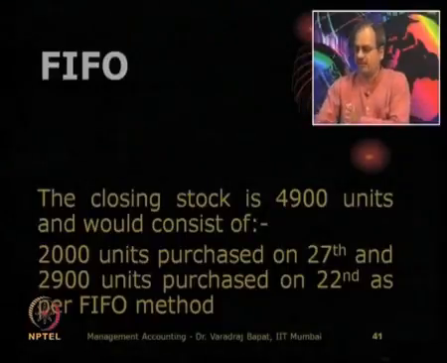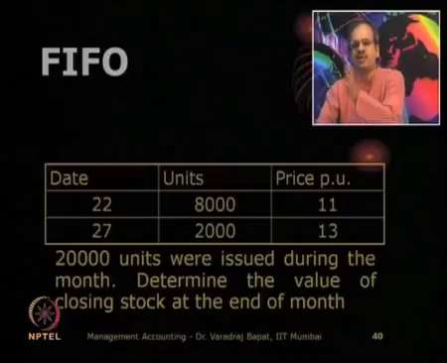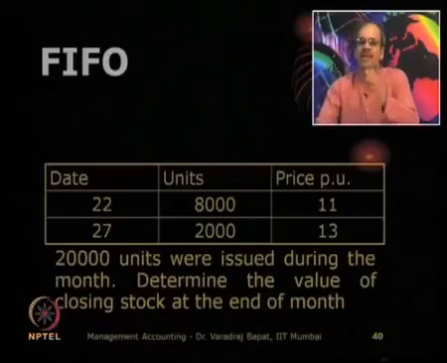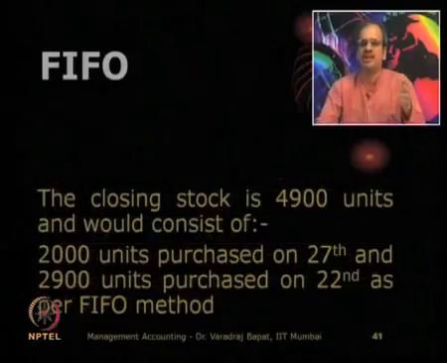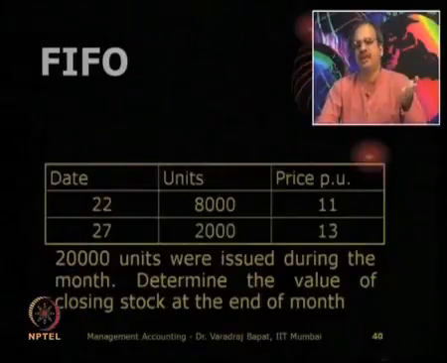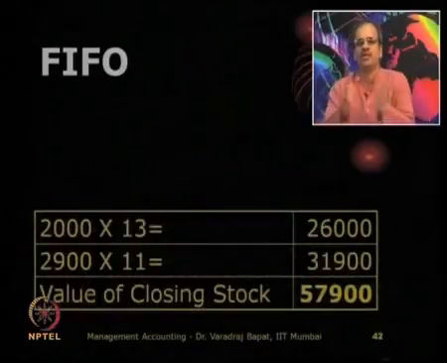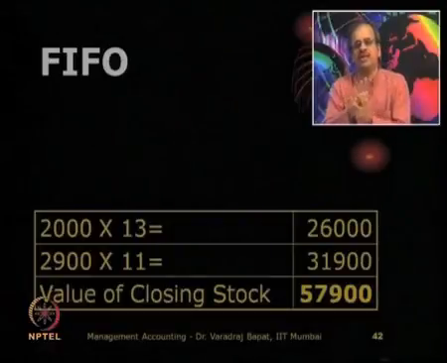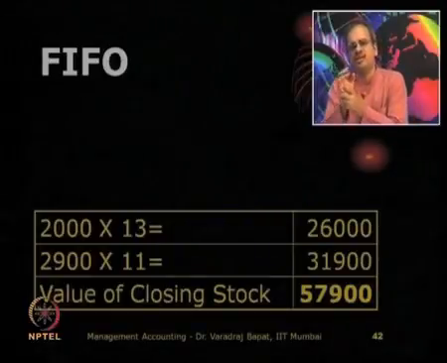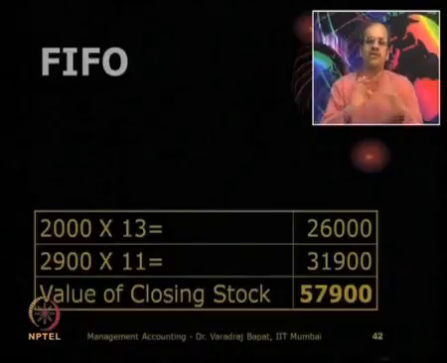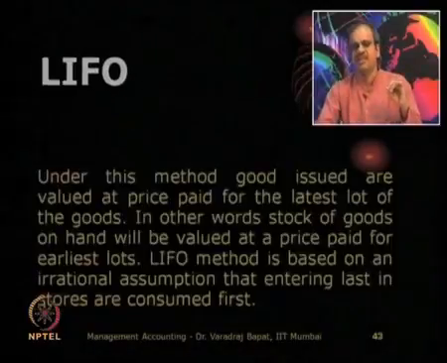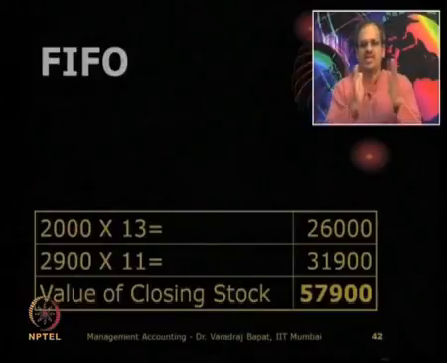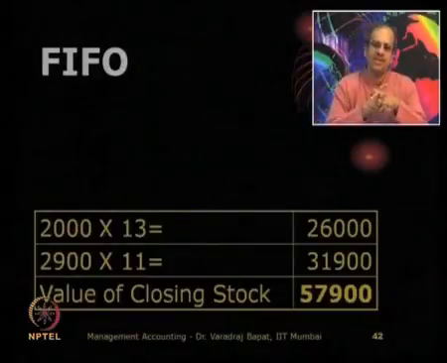First the last item, that is 2,000 units at rupees 13, and then the remaining, that is 2,900 units at rupees 11. So the valuation you can see here: 2,000 into 13, so 26,000, and 2,900 into 11, so 31,900. So the value of closing stock is 57,900. So this is about the first method, first in first out.